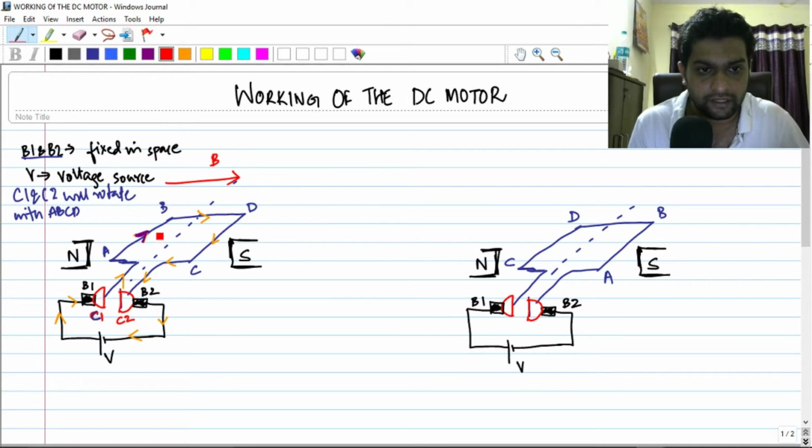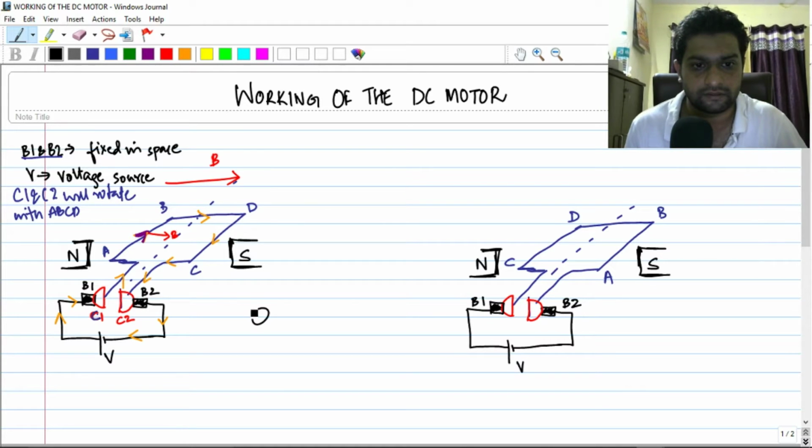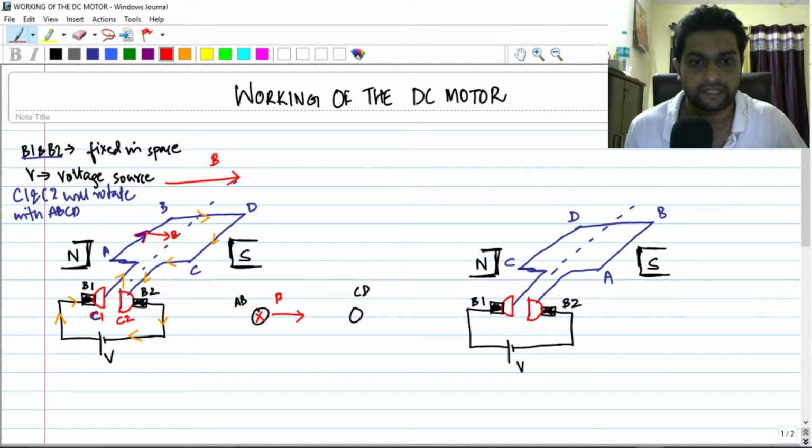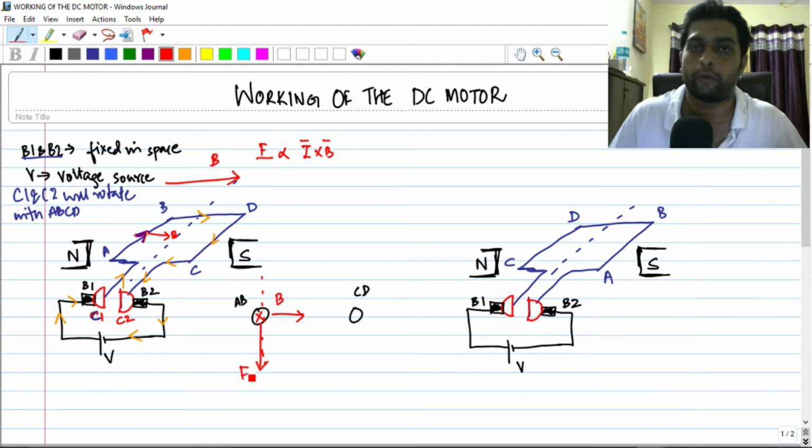It is into the paper, and the field is from north to south pole, which is looking like this. Let us draw it in two dimensions. So this is AB and this is my conductor CD. Here the current is inward and the field is like this. I told you the direction of force is the direction of I cross B. I told you in the last lecture how to calculate that, so here clearly it will be in the downward direction.